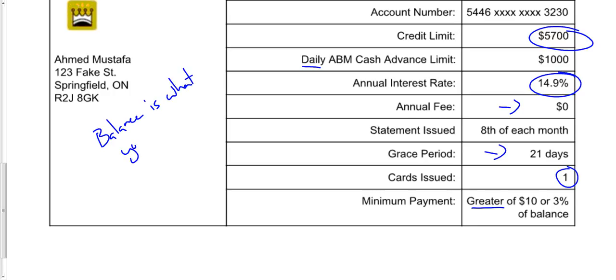Okay, so if you owe $1,000 to the credit card company, 3% of $1,000 is $30, and so that's bigger than $10, so you'd have to pay them $30. Okay, and normally when you get your bank statement, it will tell you specifically how much your minimum payment is and when they expect the money to come in.